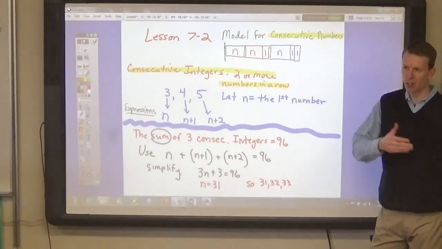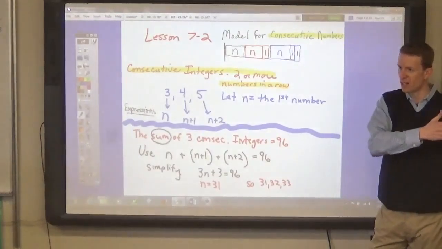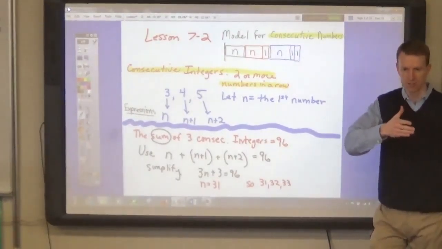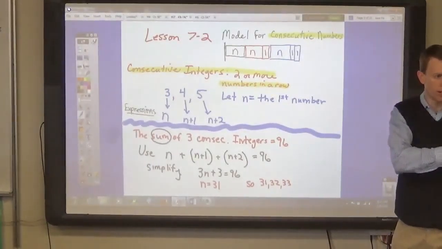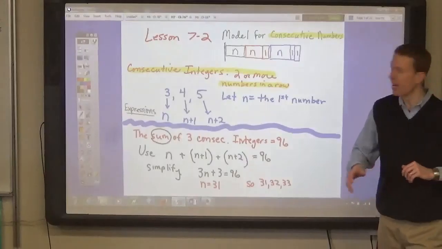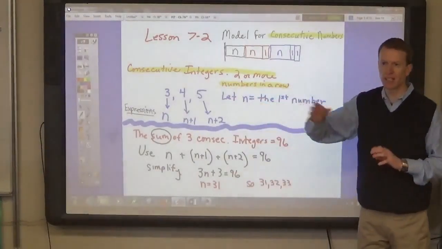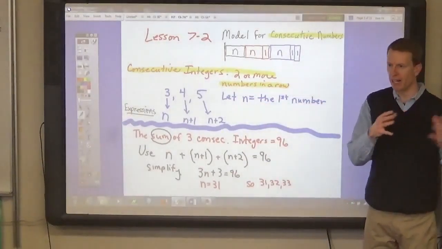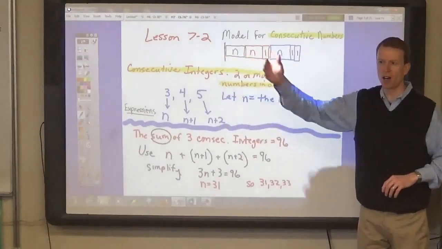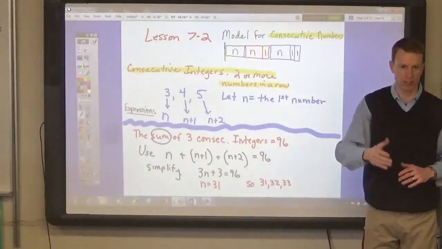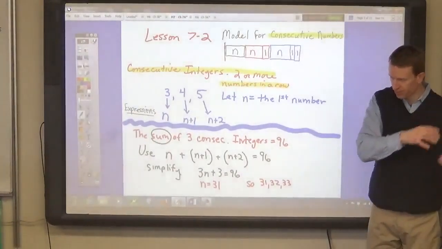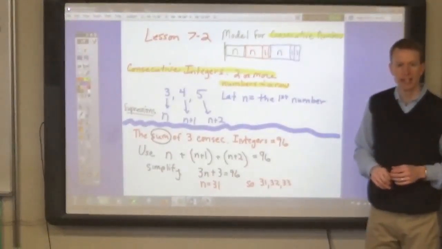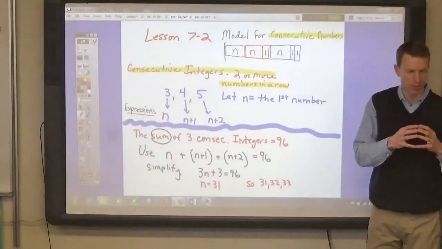Does that make sense? You understand what consecutive means? Consecutive means what, class? In order. In a row. In order. Okay? And consecutive means that we're not skipping any. Integers means that they are whole numbers. So we're not talking about 2.5, 3.5, and 4.5. These are integers, whole numbers. Okay?